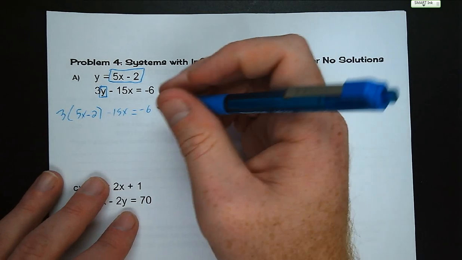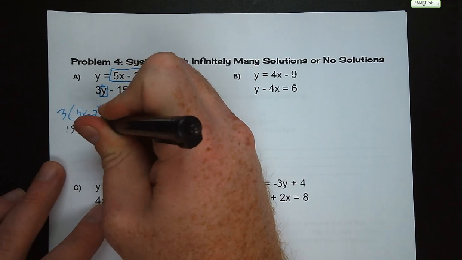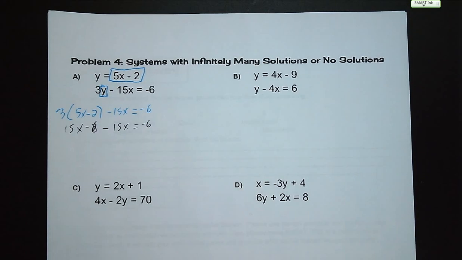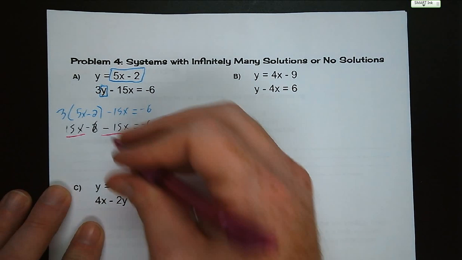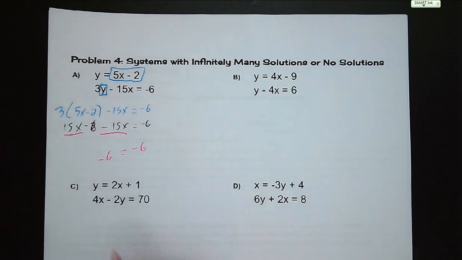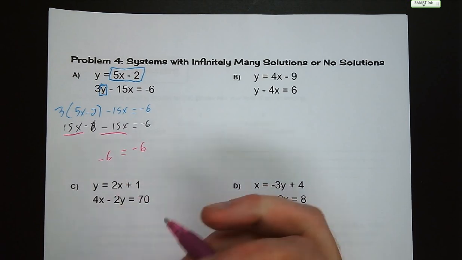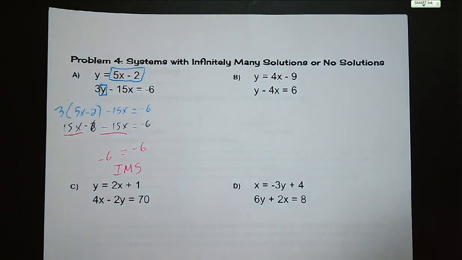Our first step is to distribute. So we have 15x minus 6 minus 15x equals negative 6. Our next step, combine like terms. 15x minus 15x is going to be 0, so negative 6 equals negative 6. Is this true? Does negative 6 equal negative 6? Yes, it does. So this is infinitely many solutions, because if you were to put those both in slope-intercept form, they are the same line.